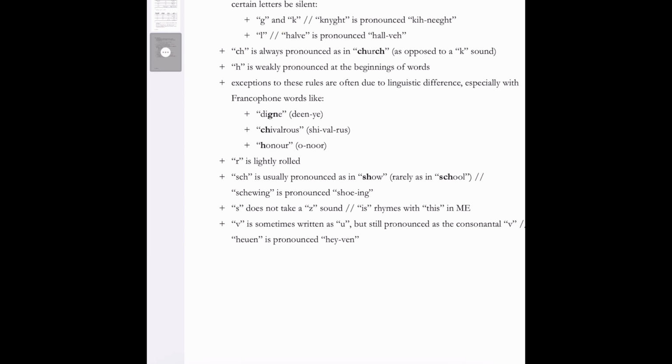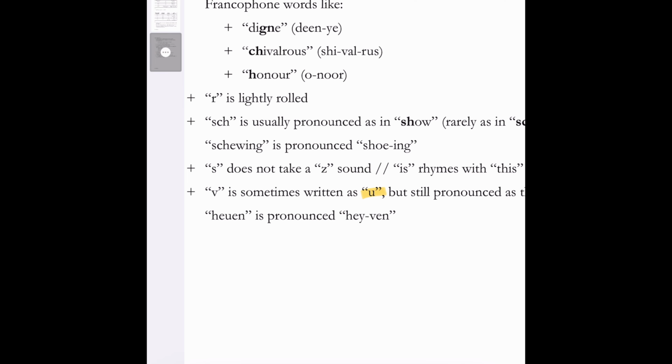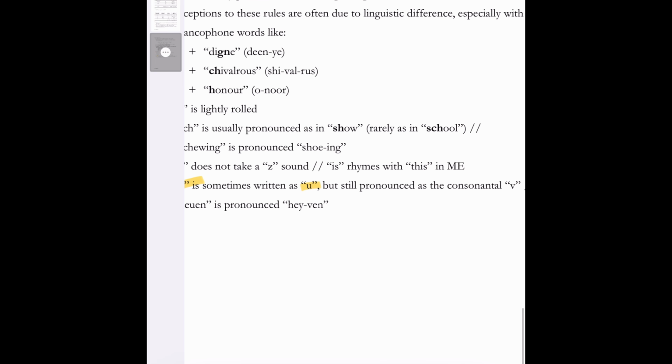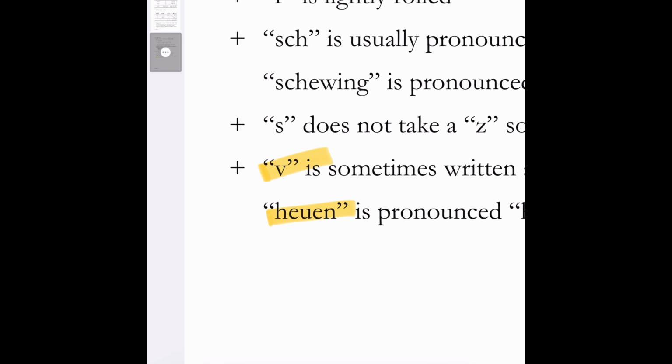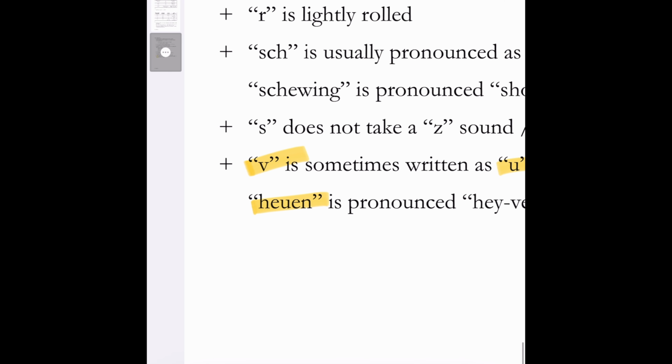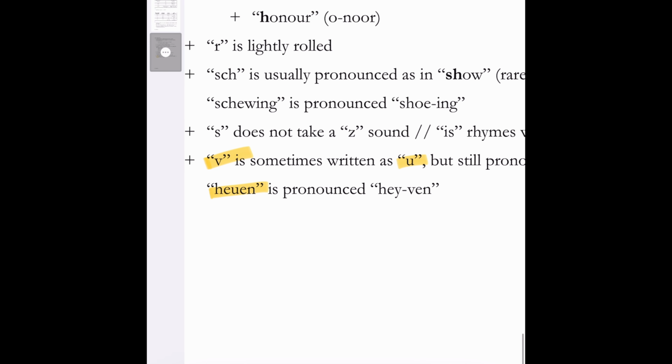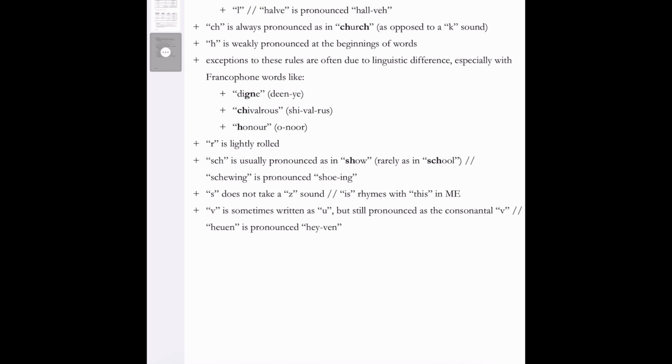And finally, V is sometimes written as a U, still pronounced as a consonantal V. So if you see the word here, and you might be tempted to think it's hewn, as in to maybe chop something up, this would be pronounced as haven. If you're stuck on a word and there's a U or a V that's tripping you up and you're not quite sure what it is, try reversing them. We see it in Latin too, actually, the inverse. You have a V where you might expect the U to be.